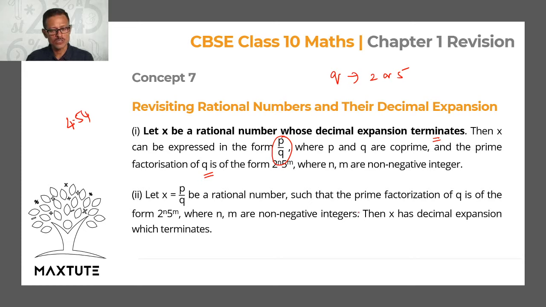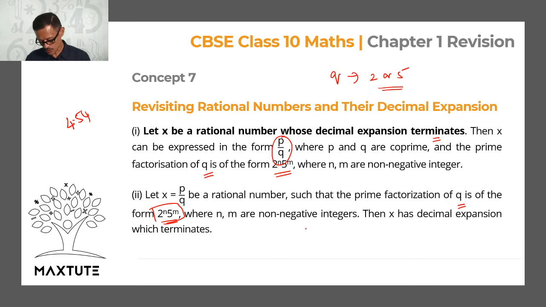The converse is also true. If it's a terminating decimal, it can be expressed in such a way that q will have only 2 or 5 as prime factors. The second part says that let x equal p by q be a rational number such that the prime factorization of q leads us to this form, 2 power n and 5 power m. Then it will be a terminating decimal. If it's a terminating decimal, this is how its denominator is going to be. If you realize its denominator to be of this form, then it will be a terminating decimal. So the vice versa, the reverse also holds good, is the second point.